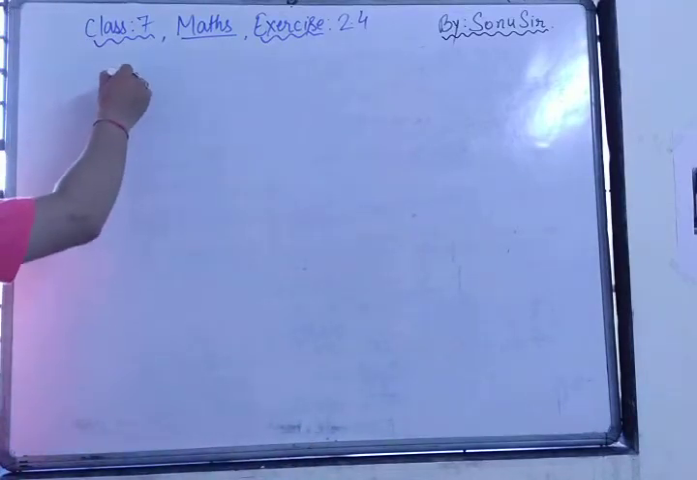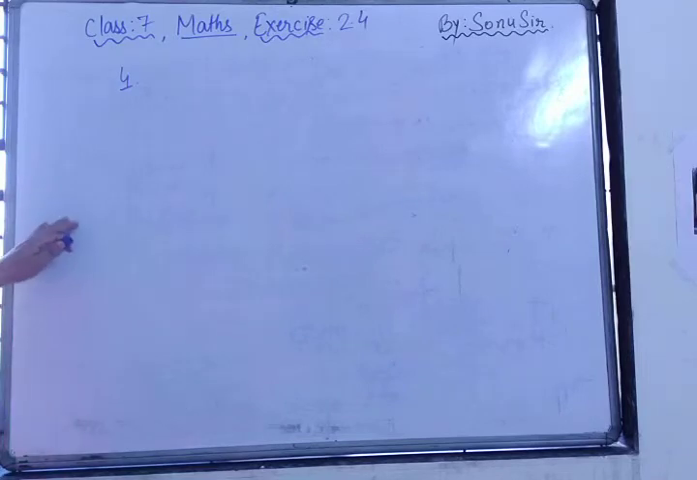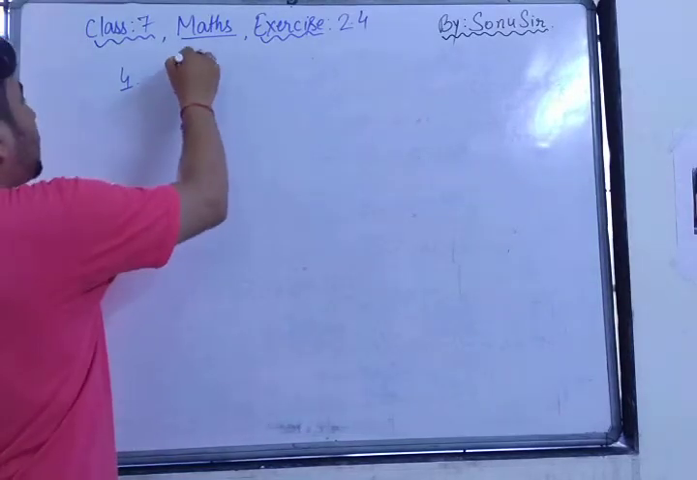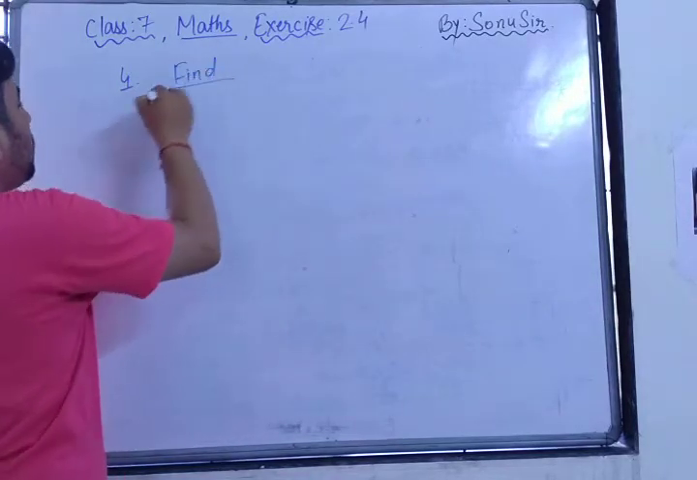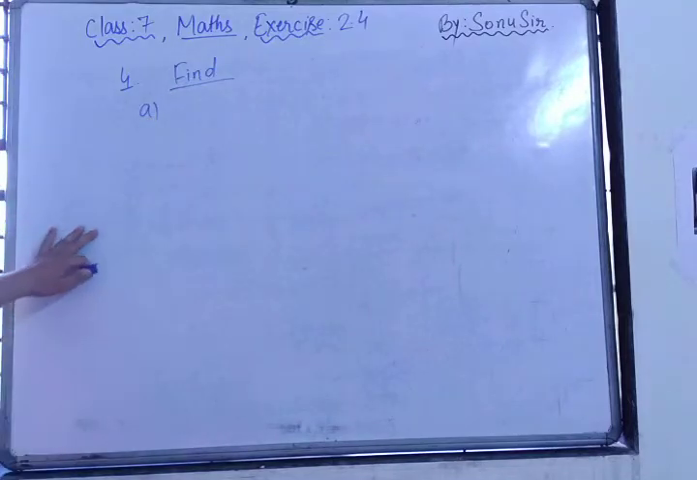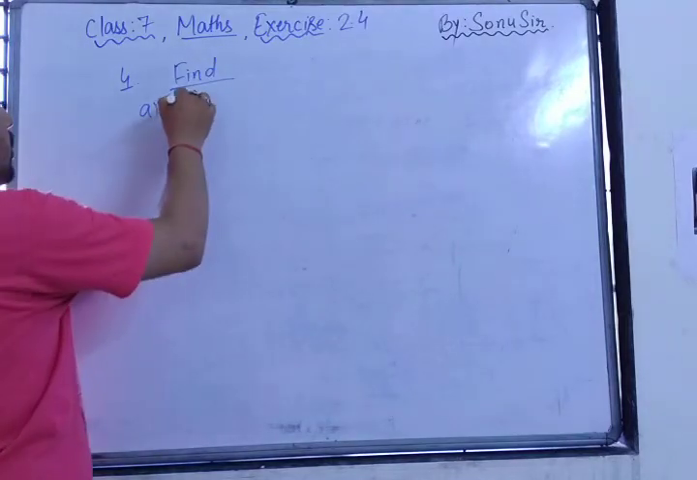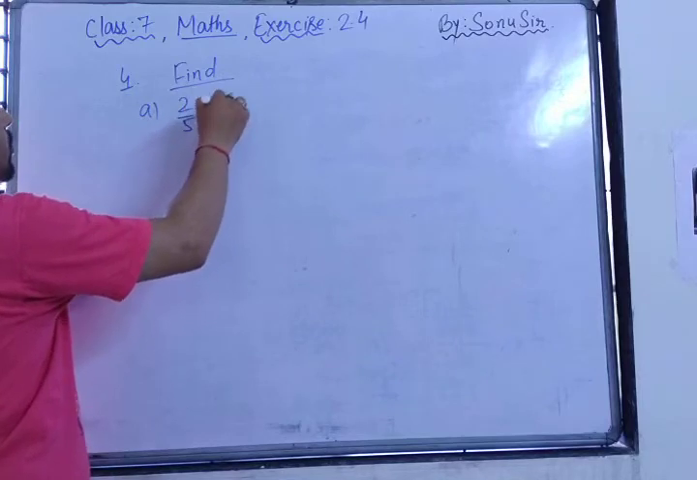Question number 4 is: find the value. Same division is there. No need to be very scared. 2 by 5 divided by 1 by 2. Same thing.